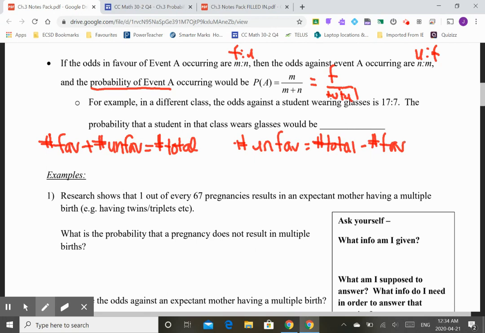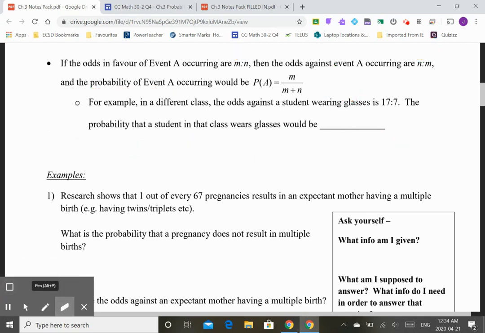Okay, so odds just compare favorable and unfavorable. Probability compares favorable and total, and we must be able to convert between the two. Let's have a look at that little example there.